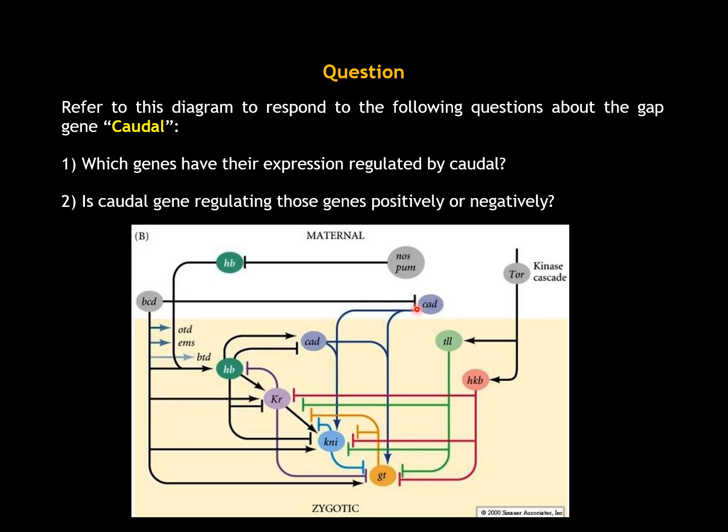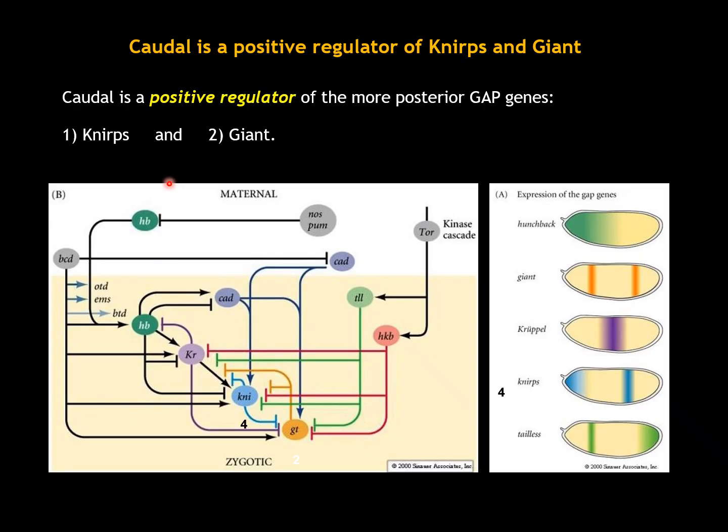So you see the gene caudal here. Which genes have their expression regulated by caudal? Is the caudal gene regulating those genes positively or negatively? So pretty easy. You see caudal here, and it's regulating positively both knirps and giant. Let me mark it in red, and here you see the arrow, and here you see the arrow. Good. So pretty easy.